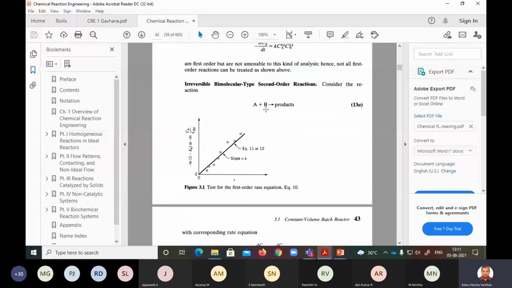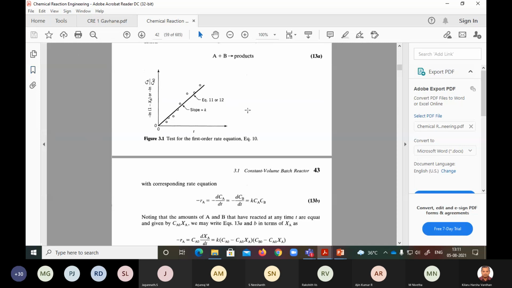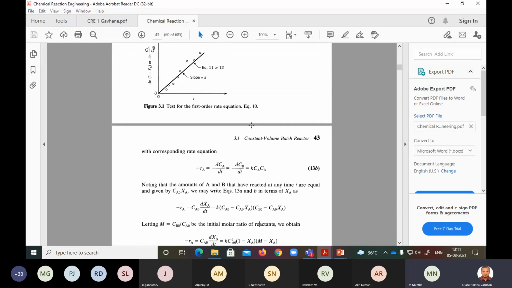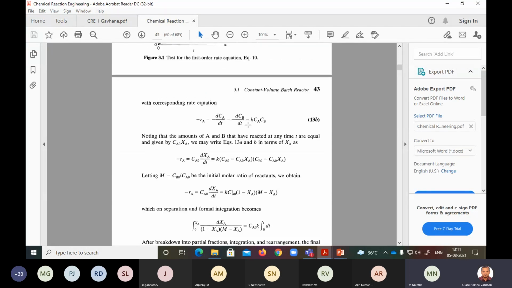A plus B gives product. Now you see you are writing K CA CB. CB is CB naught into 1 minus XB. But here you note that the amounts of A and B that react at any time are equal, so CA naught XA will be equal to CB naught XB. That is why CB naught XB you write as CA naught XA, and this CB naught you will write as M CA naught, right?